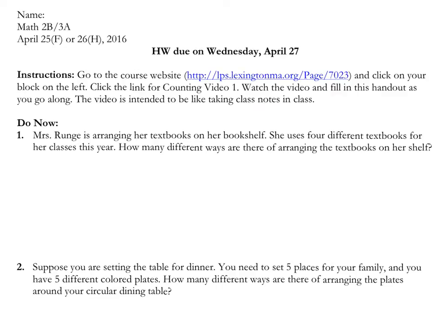So today in class we learned about problems where we need to count the number of different ways of arranging a group of objects. Some problems where the group of objects was supposed to be arranged in a line or a row, and then some problems where the group of objects were supposed to be arranged in some kind of a circular arrangement.